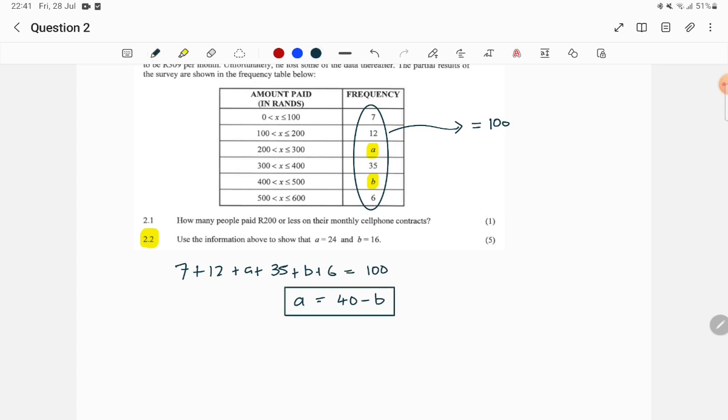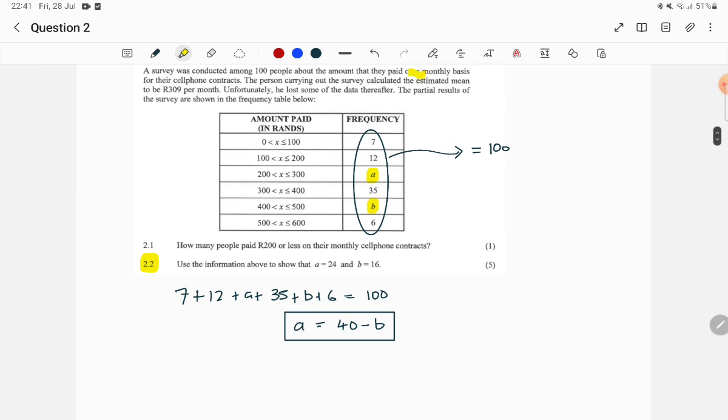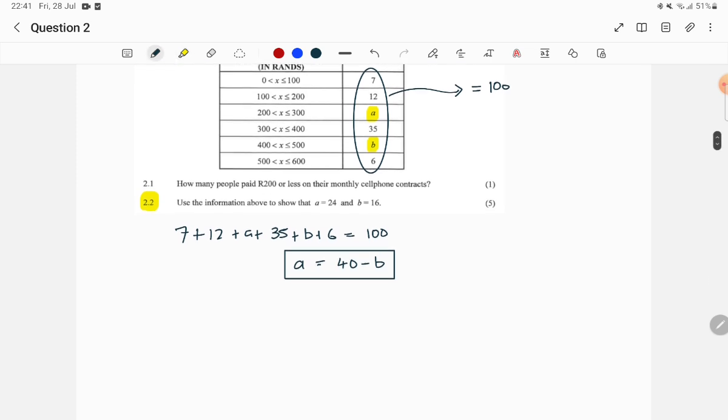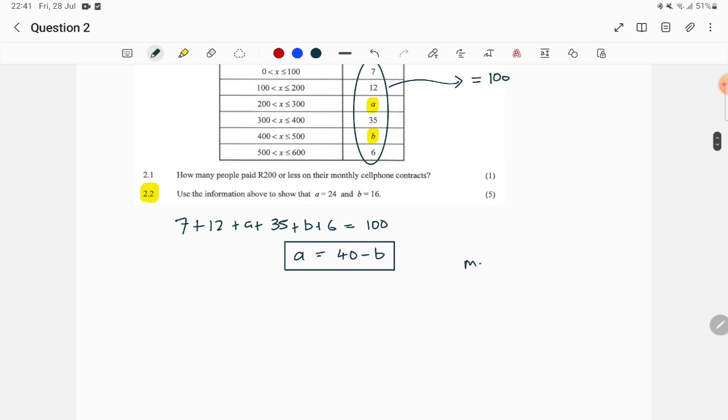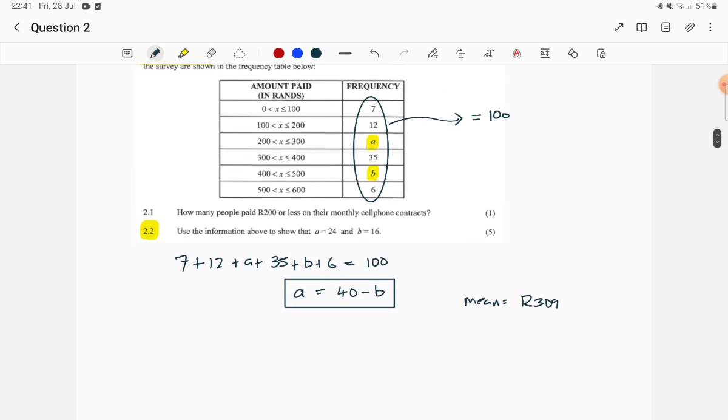Another piece of important information is that the person carrying out the survey calculated the estimated mean, or average, to be 309 Rand per month. So we know the mean equals 309 Rand per month. And we also have a way to get rid of A or B, because we can't have two unknowns in one equation. When we see A, we can replace it with 40 minus B. So firstly, let's work out the mean for this entire table.